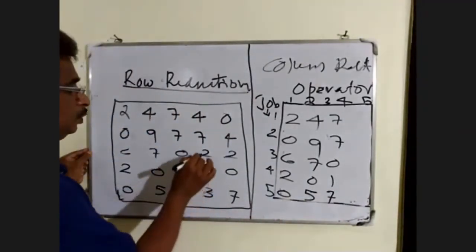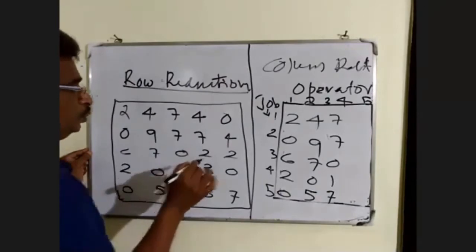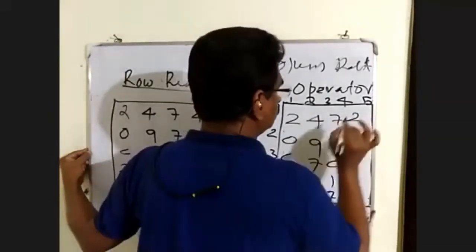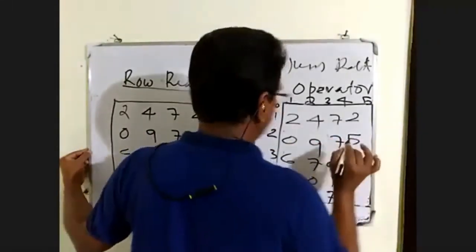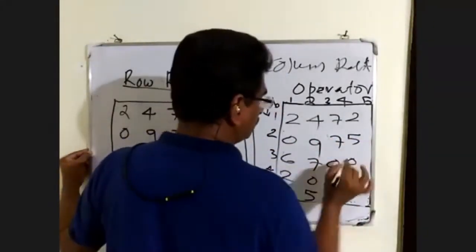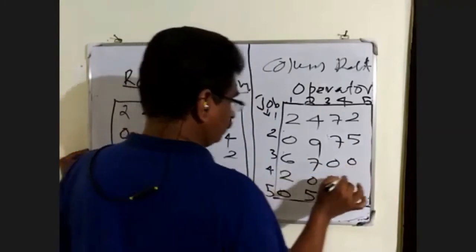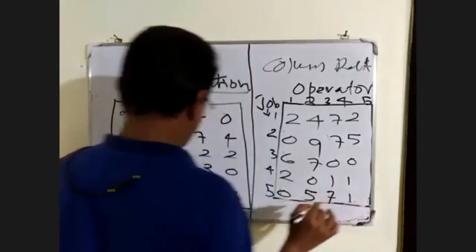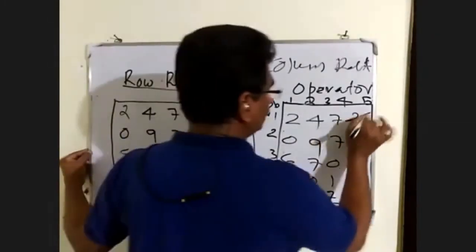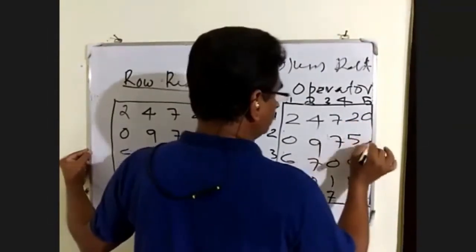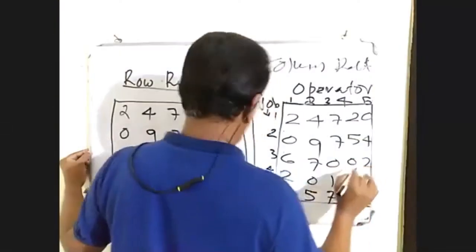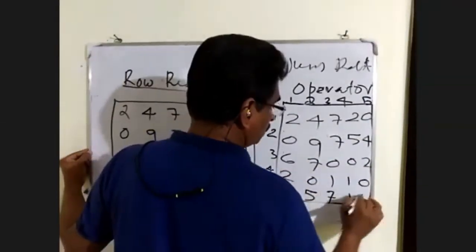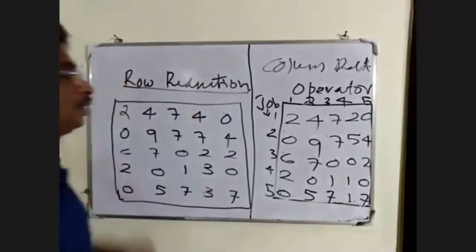Fourth column, what's the minimum value? 2. So subtract 2: 2, 10, 5, 2, 5, 10 become 0, 0, 0, 1, 1, 1, 1. Am I correct? The last column has minimum 0, so nothing we have to do, only replacing the values: 4, 2, 0, 7. This is known as column reduction.